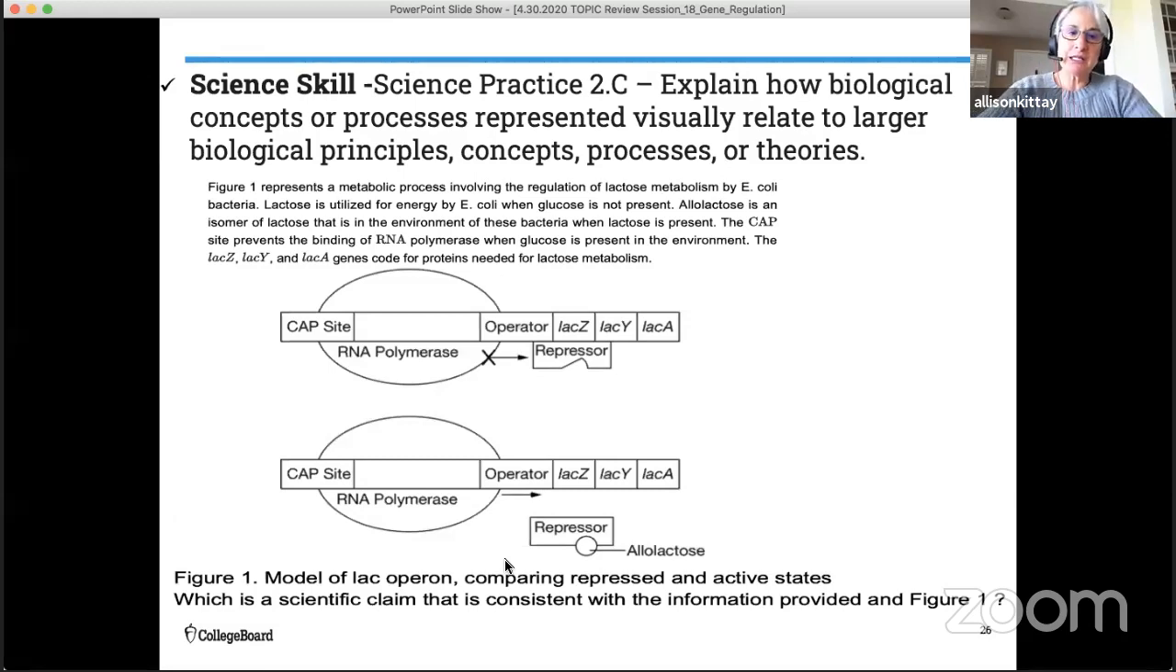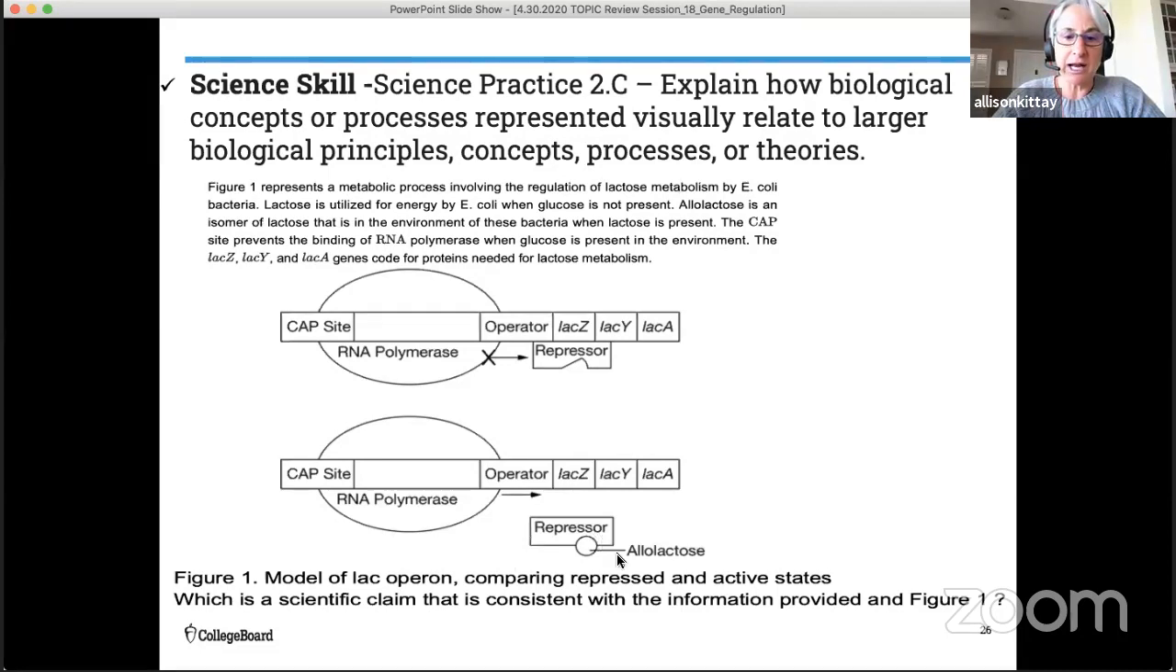All right, so let's do a check for understanding, specifically for Science Skill 2C. Again, we're looking at a visually represented process, right? We're looking at gene regulation represented visually, and your task is to be able to explain how biological concepts work in this visual representation. So you're looking again at the Lac Operon, and we are looking at lactose being utilized for energy by the E. coli when glucose is not present. Allolactose is an isomer of lactose that's in the environment of these bacteria when lactose is present. And then, of course, the CAP site prevents the binding of RNA polymerase when glucose is present in the environment. So then we see we have the lacZ, Y, and A genes, which code for the proteins that are needed for lactose metabolism. So what you are going to do is look at this.